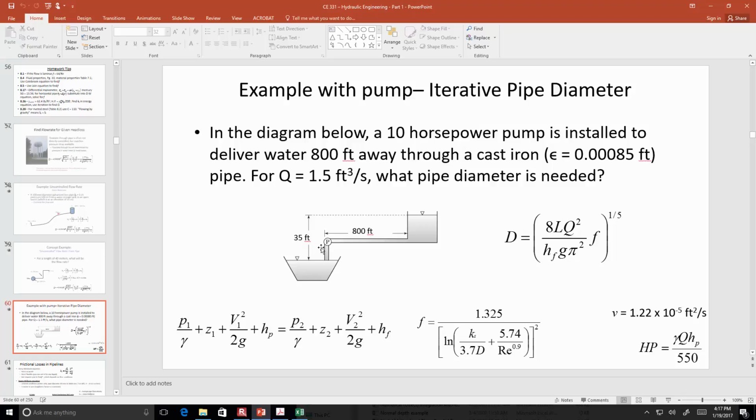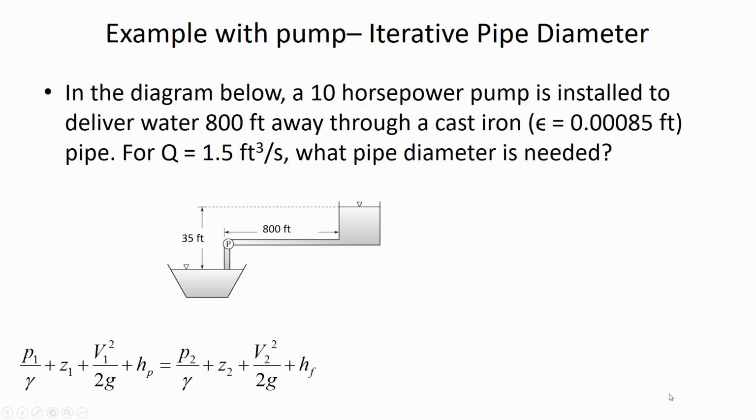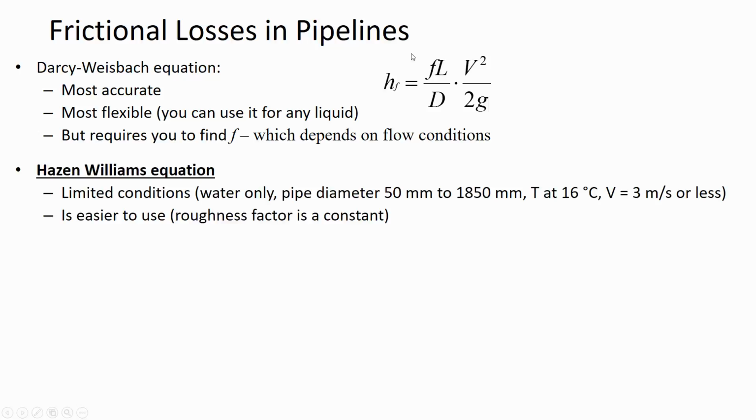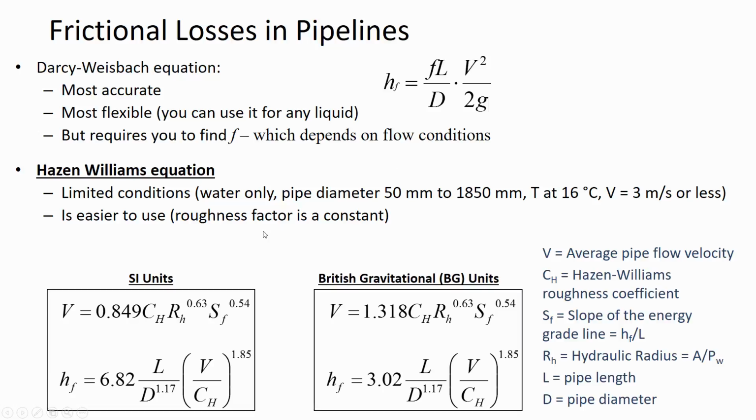All right. So the Darcy-Weisbach equation is the most accurate and the most flexible, but it's tricky because the f value sometimes requires iteration. The Hazen-Williams equation, which you've had the chance to solve a little bit today already, is only valid under certain circumstances. It's easier to use because the roughness factor is constant.